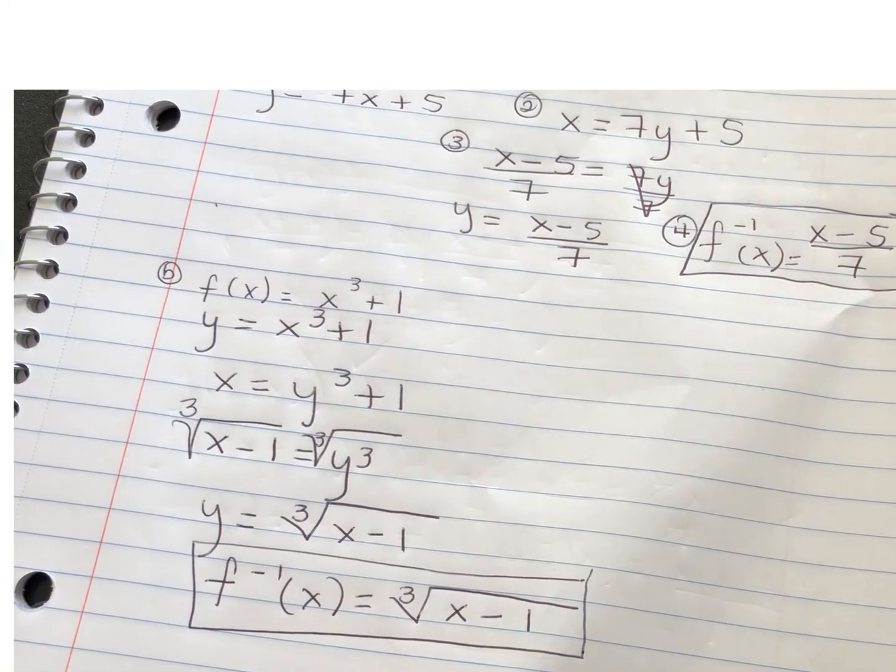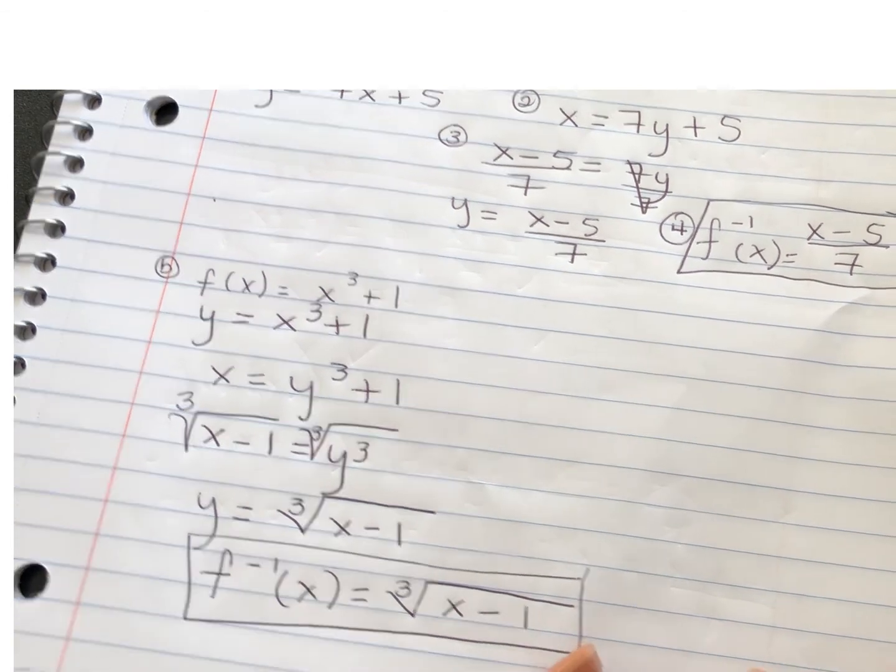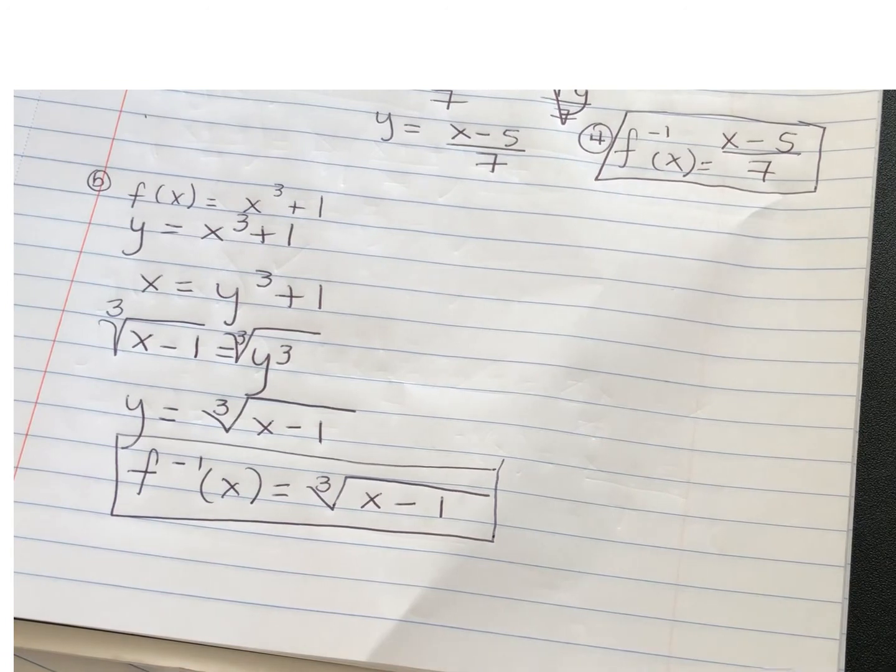So that tells us an inverse function, but what does that look like as ordered pairs?